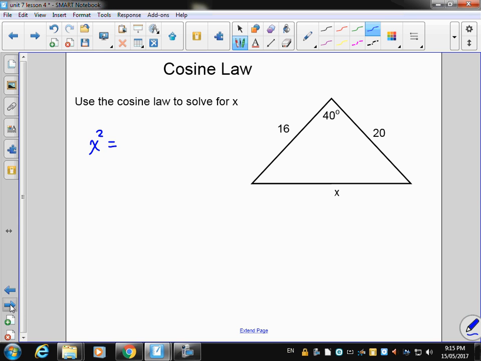So the cos law, sorry, I'm going to set it up with A's, B's, and C's. Pythagorean theorem looks like this. C squared equals A squared plus B squared. The cosine law starts the very same, but we get rid of a little piece.